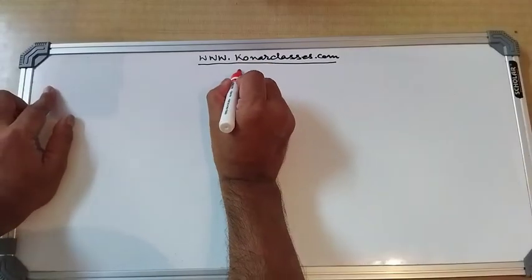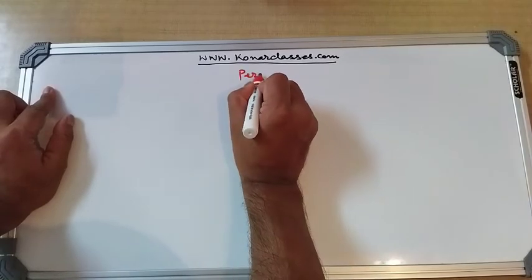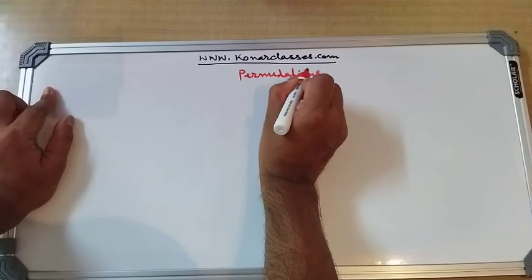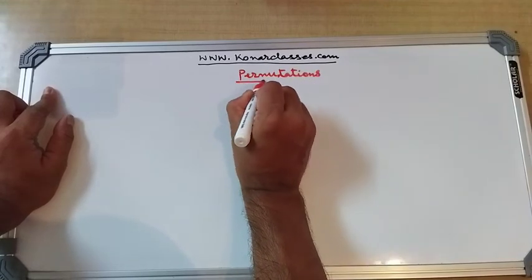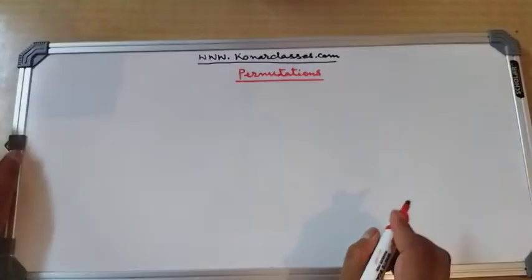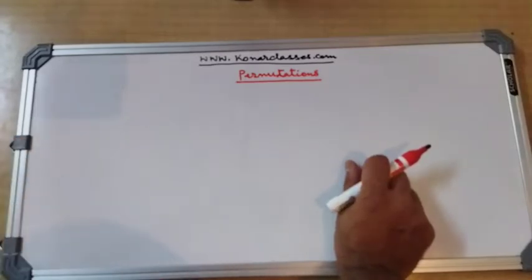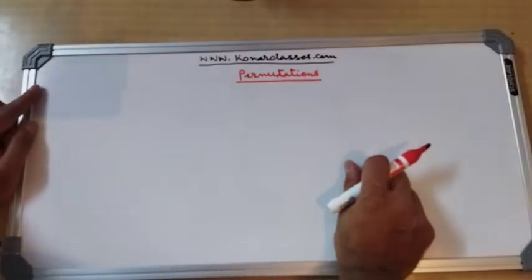Today we are going to start permutations. So before we start discussing permutations, the relevant formula, let us take some examples and understand what different scenarios can happen under permutation, that is, the principle of arrangement.